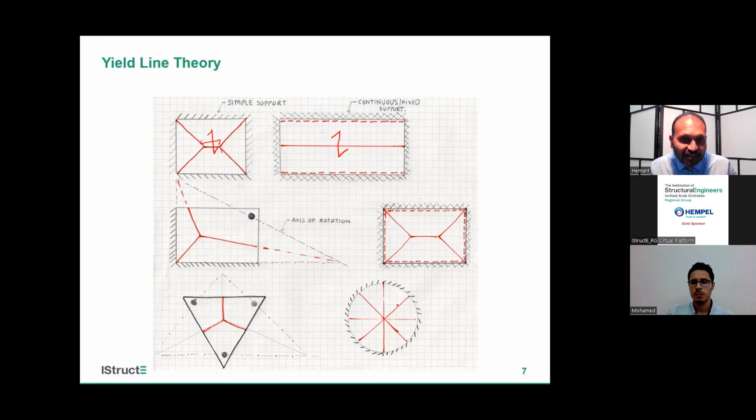If I have a case where the slab is supported on 3 columns, I find the axis of rotation, the outer triangle we have drawn using this line. I draw bisectors, nearly bisectors, and this will be our yield line for the slab. For a circular slab which is simply supported on its perimeter, this will be the yield line diagram. We have it for a fixed slab too. On a fixed slab, on the edges also we will have a dotted line.